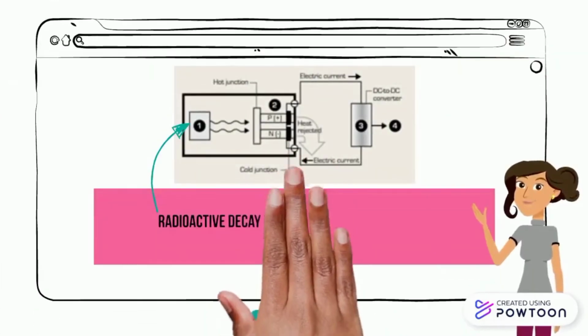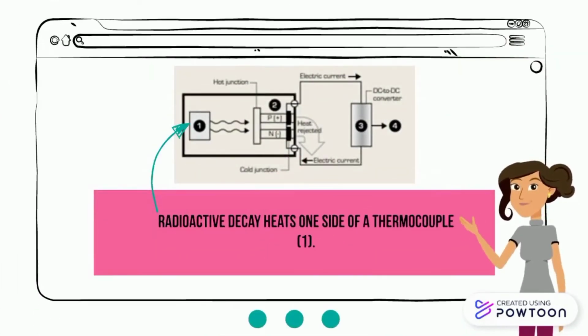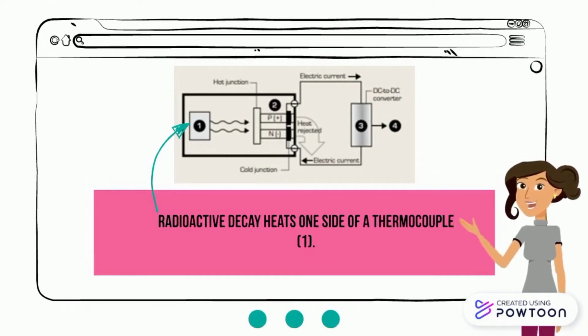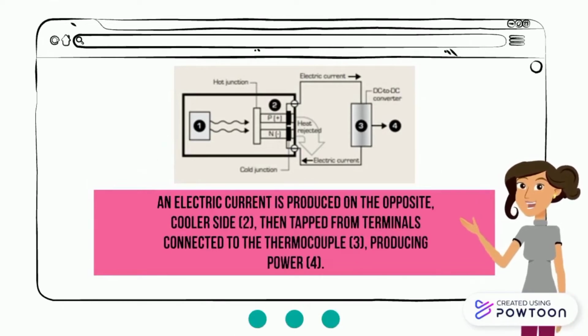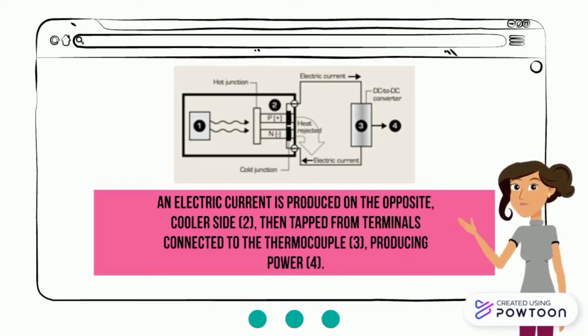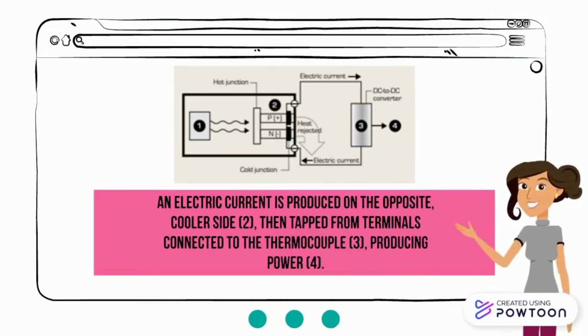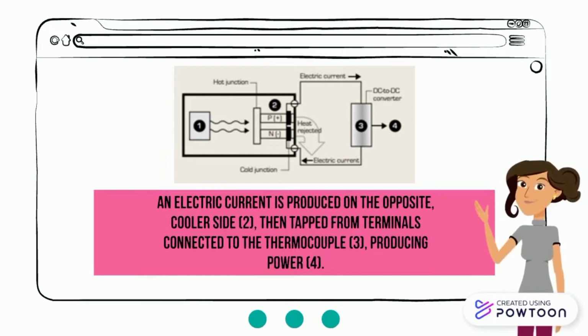The first procedure is radioactive decay heating one side of a thermocouple, which is at 1. Then an electric current is produced on the opposite, cooler side, which is at 2. Then the current is tapped from a terminal connected to the thermocouple at 3, and then producing power at 4.